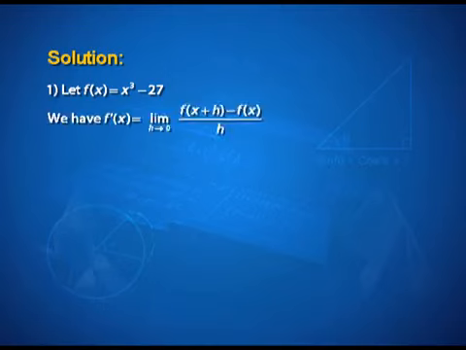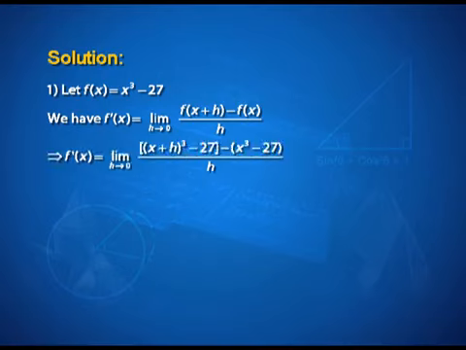We have f dash x is equal to limit f of x plus h minus f of x upon h as h tends to 0. That implies f dash x is equal to limit (x plus h) whole cube minus 27 minus (x cube minus 27) upon h as h tends to 0. That can be written as limit (x plus h) whole cube minus x cube upon h as h tends to 0.